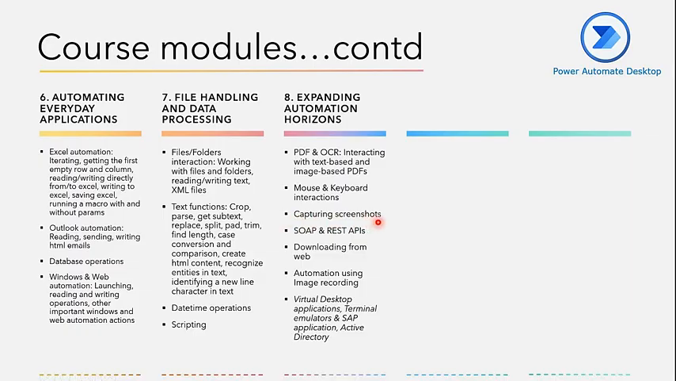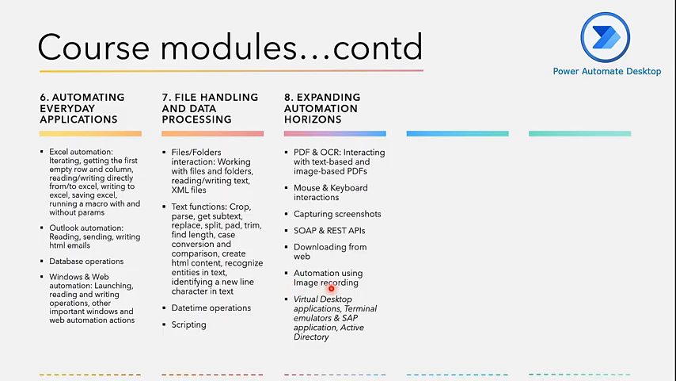Then there are multiple ways to capture screenshots. We will see all of them. Different APIs, that is SOAP API and REST API. We will see live examples. The downloading from web feature, that is, you can download something from a web application even without performing any UI based interaction, meaning you need not click a button or perform keystrokes and mouse clicks, and even then you can download a file from the web.